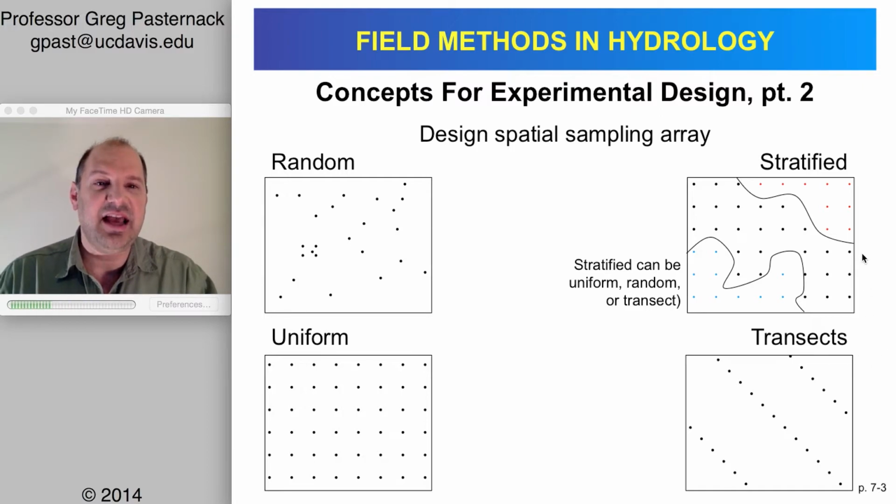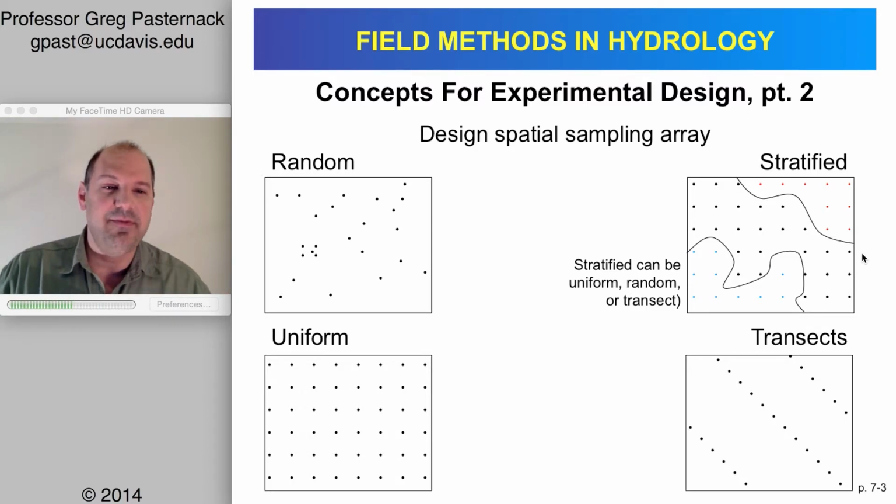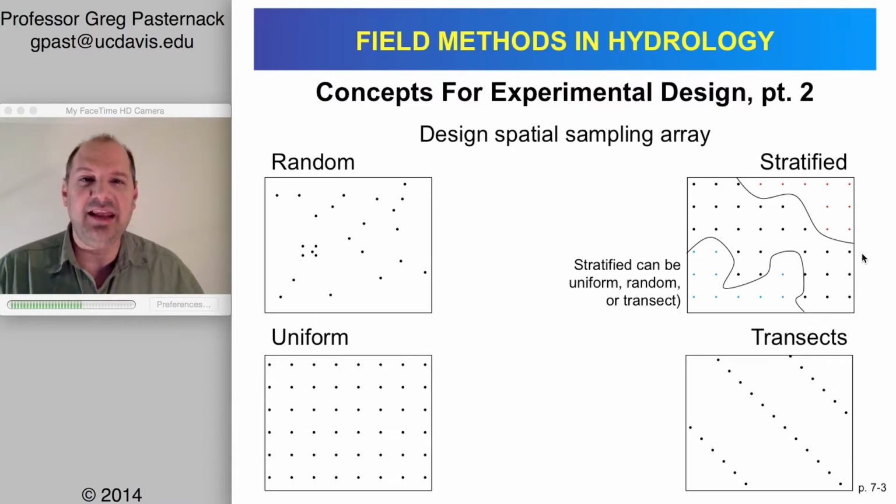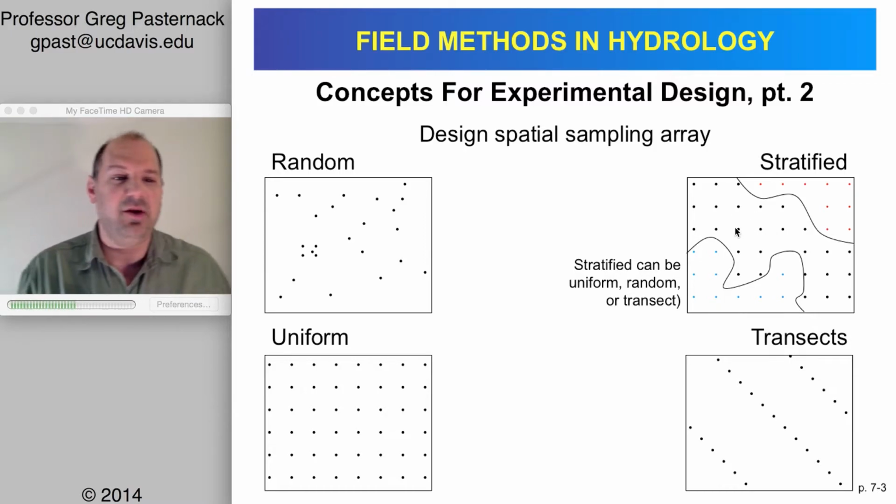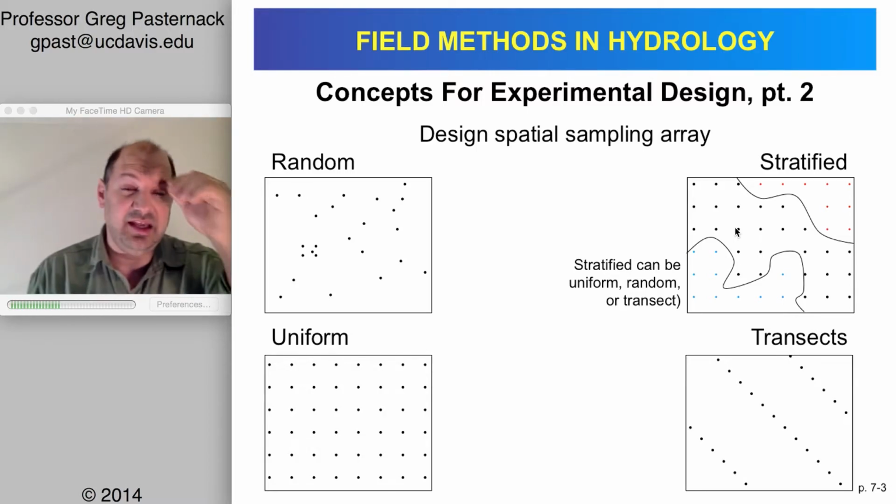And then the last is the idea of looking at the domain you're going to sample and seeing if there's any governing structure to it. If there is, dividing it up into independent units, which we call stratifying that domain. And then internally, you could then sample, as shown here, with a uniform grid, but it also could be random or transect based within each strata.